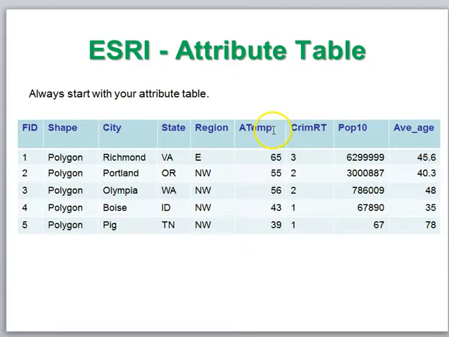Here's air temperature. This is a number, but it's interval. Crime rate is entered as text, but it's a rate, so it's a ranking, so that's ordinal. Here's population. Again, right justified, so this is ratio data, and average age is right justified, so that is ratio data as well. So I can make a quantitative map based on average age, population, crime rate, or temperature.